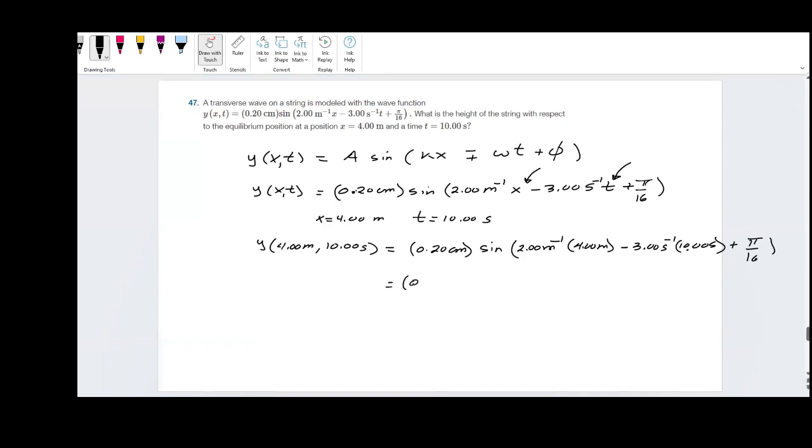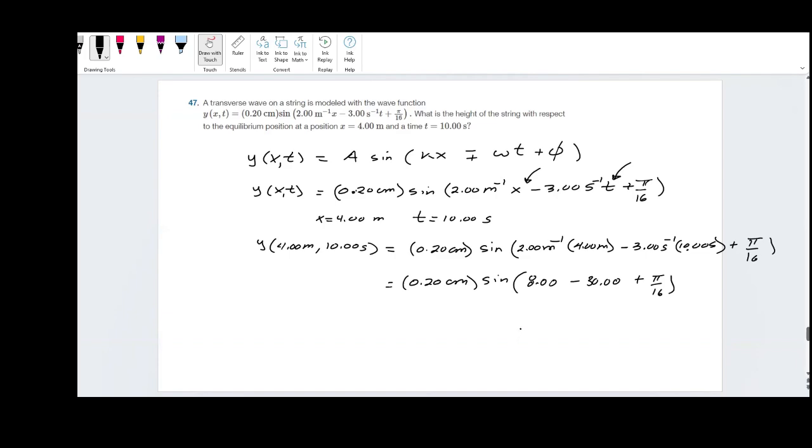So we can say that this is 0.20 centimeters the sine of, as I said, the meters are going to cancel out because meter to the -1 times meter will be 1. And then we have 2.0 times 4.0, which is 8.00, right? So we get sine of 8.00 minus then second to the -1 times second would be 1, and 3 times 10 would be 30, plus the phase shift of pi over 16.